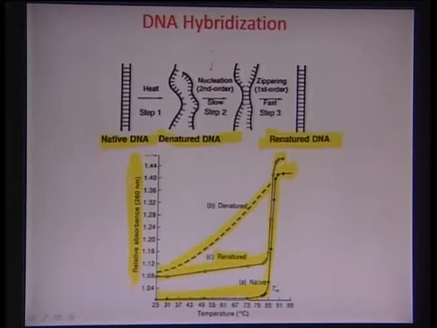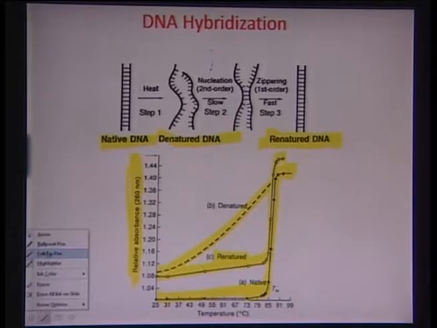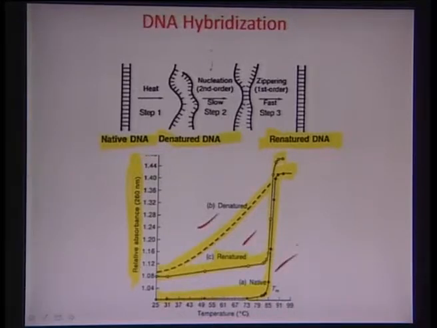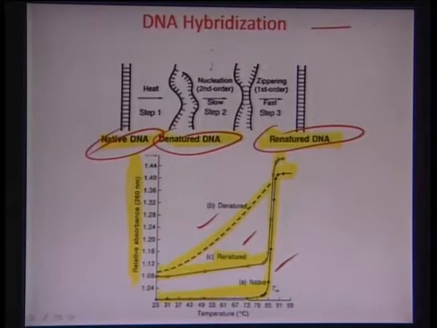So you can actually have differential characteristics, as you can see here, of optical absorbance between these three states: denatured, renatured and native state of hybridized DNA. These characterizations are important for determining the hybridization process.